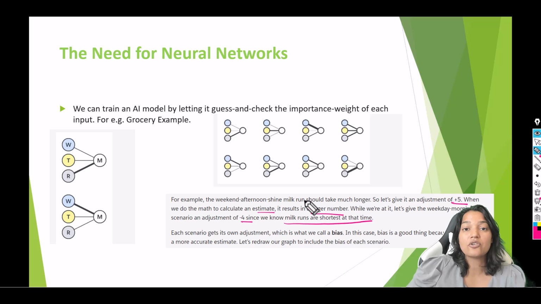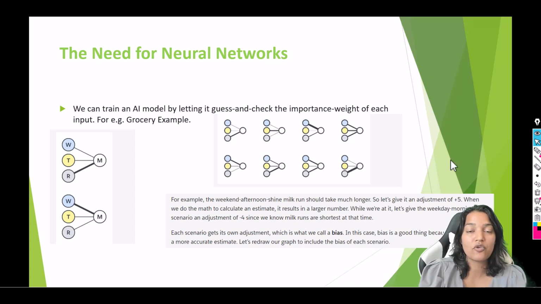So based on that, you are calculating and checking, okay, is this correct? No, it's not. Rerun those calculations with different weights, and you come up with these different scenarios, you do some math around it, and that's when you get your outputs. This is called a neural network that we are forming. We can train an AI model by letting it guess and check the importance, the weight, of each input. Is this input +5, -4? How much weight does that input take? That is what we have formed.